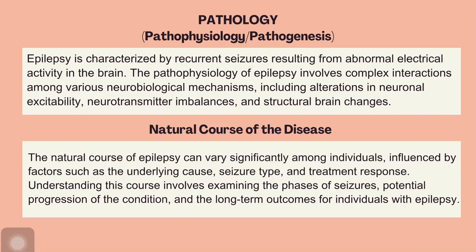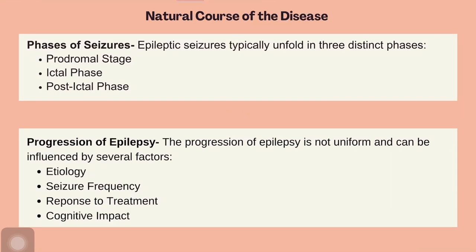The natural course of epilepsy can vary significantly among individuals, influenced by factors such as the underlying cause, seizure type, and treatment response. Understanding this course involves examining the phases of seizures, potential progression of the condition, and the long term outcomes of individuals with epilepsy. For the phases of seizures, epileptic seizures typically unfold into three distinct phases. First one is the prodromal stage.